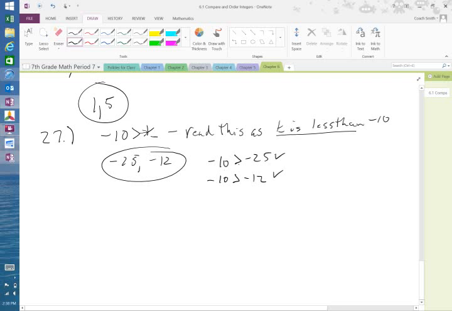Okay. Now let's look at 29. 29 says -28, 18, 7, -17, 0, -12. They want it from least to greatest. So it's -28, -17, -12, 0, 7, 18.